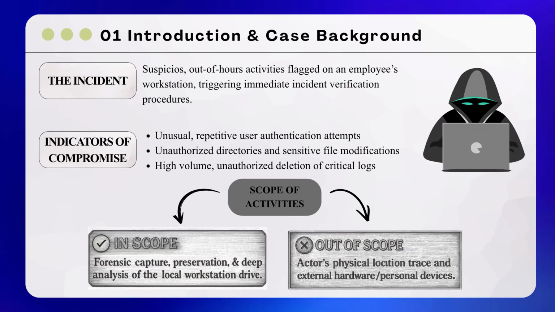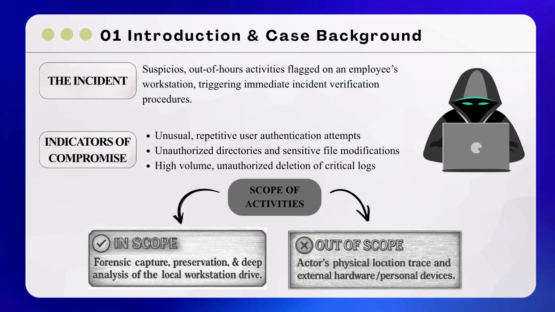Let us first examine our case background. The investigation was initiated when an organization detected highly unusual out-of-hours activity on an employee's active workstation, raising immediate alarms regarding a potential network intrusion. The system administrators flagged 3 core indicators of compromise: unexpected, repetitive login attempts, unauthorized access to sensitive files, and signs of potential data modification or deletion.